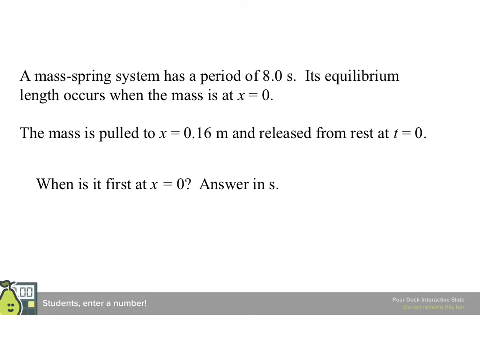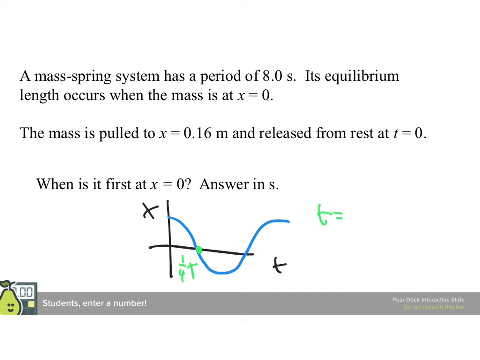Same setup. And we want to know when is it first at x equals 0. This is similar to the earlier one. We start here. This is our graph. We want this time, and this is 1/4 of the period. So the time we want is 1/4 of 8 seconds, or 2 seconds.